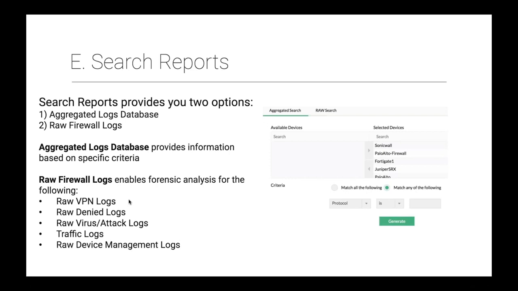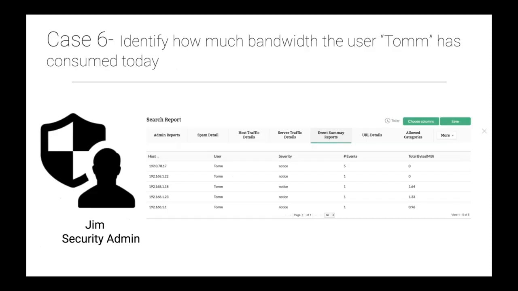So now let us look at the use case for aggregated search. Jim has been asked to identify the amount of bandwidth consumed by a single user called Tom. So let us look at how Jim identifies this using Firewall Analyzer.